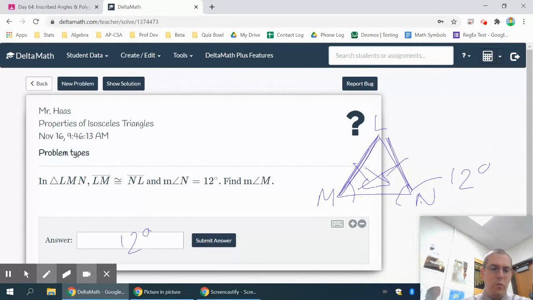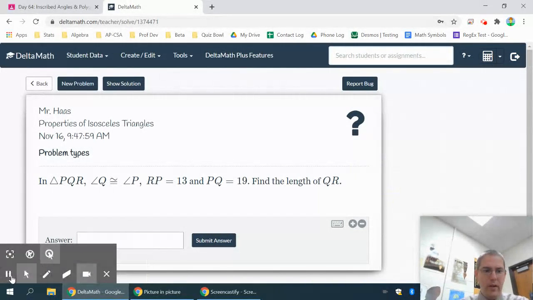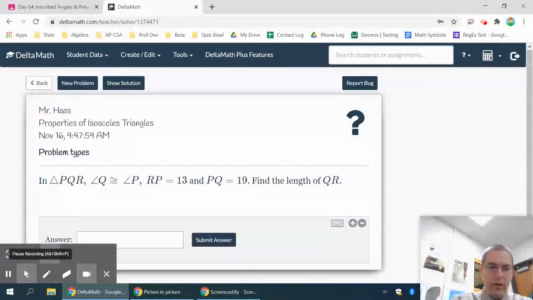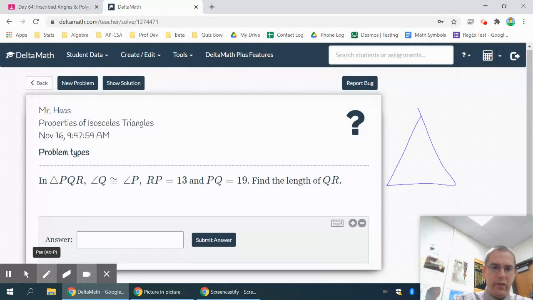We'll go ahead and try another problem, make sure you're clear on this. Once again, I need to draw a diagram here. So I'm going to draw my triangle. And once I have my triangle drawn, it says Q and P are equal. So the ones that look equal, I'll label as equal. And then that means the other one must be R. So if RP is 13, from R to P, this side here is 13. And it says PQ is 19.